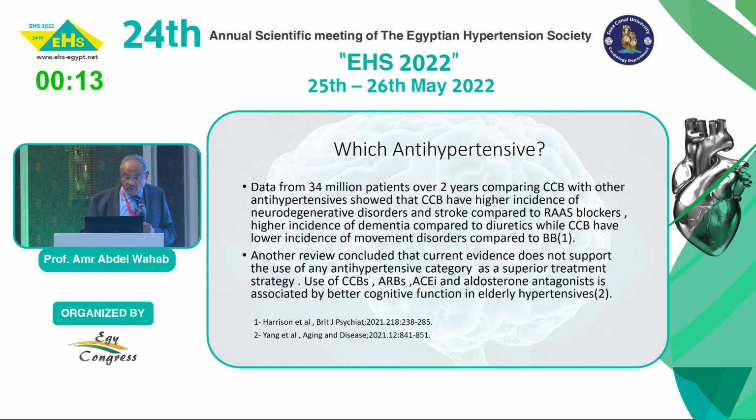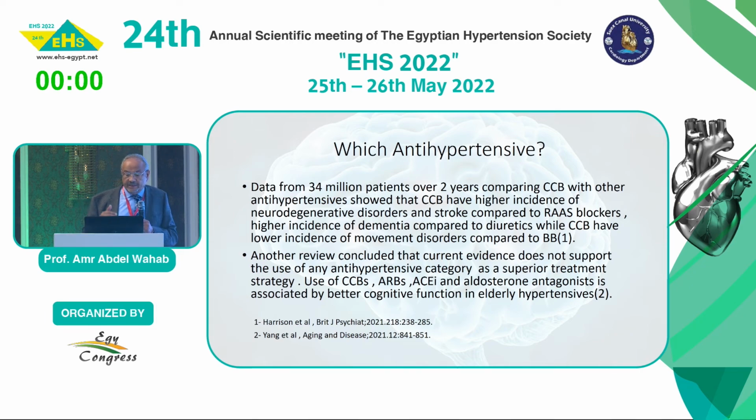I have two recent reviews and meta-analyses. One of them was about calcium channel blockers. Calcium channel blockers had a higher incidence of neurodegenerative disorders and stroke compared to ARBs and ACE inhibitors, and a higher incidence of dementia compared to diuretics, while calcium channel blockers had a lower incidence of movement disorders compared to beta blockers. However, there is a limitation for this study. It's only over 2 years, so this data should be considered carefully.